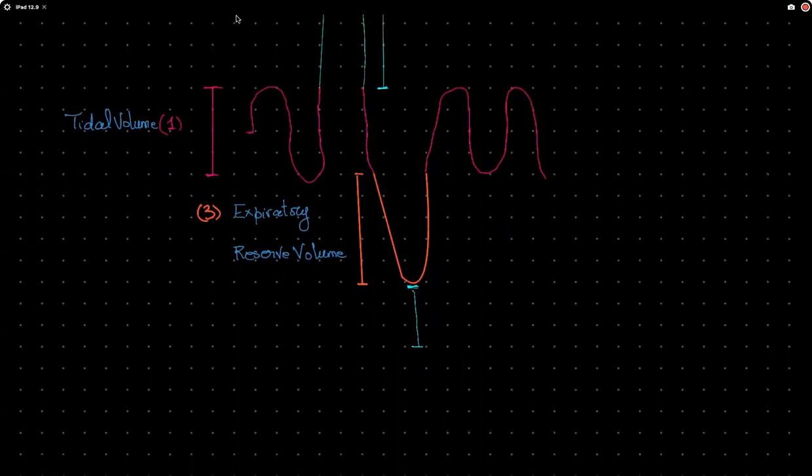Would my lungs collapse after I get this extra amount of air, or would I still have air inside my lungs? I still have air inside my lungs. What do we call this remaining amount of air that you can't move to the outside, even if you're performing the maximal expiration? This is your residual volume. Exactly.